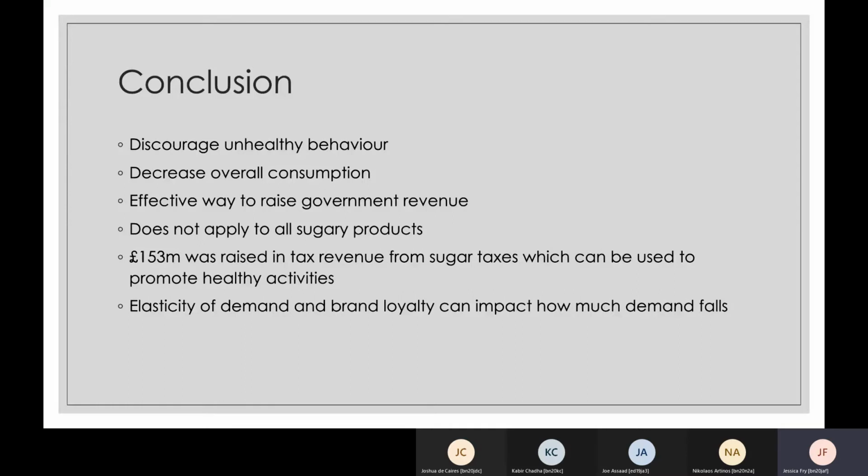Most soft drink producers did formulate their drinks to have a lower sugar content, and so less sugar would be consumed by the general UK population. However, the sugar tax in the UK only applied to sugary drinks, meaning other sugary products did not have to reduce their sugar content. In addition to this, the elasticity of demand and the brand loyalty of some companies, such as Coca-Cola, mean that demand may not fall by as much as expected.